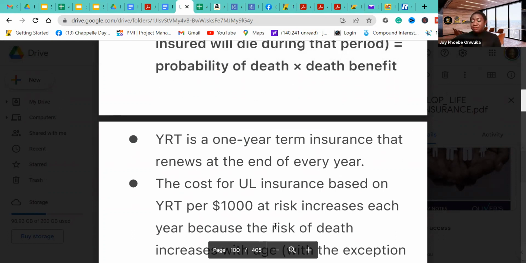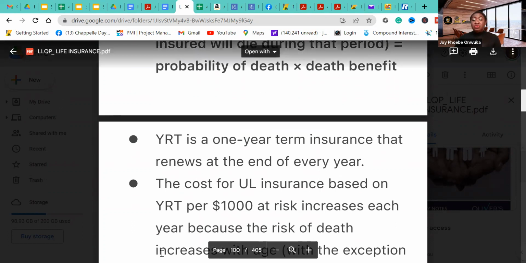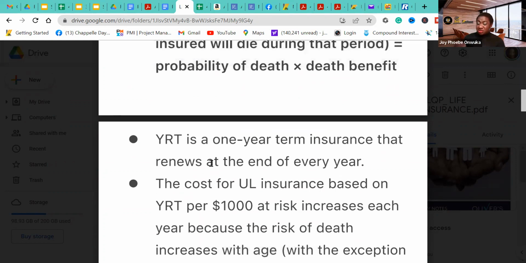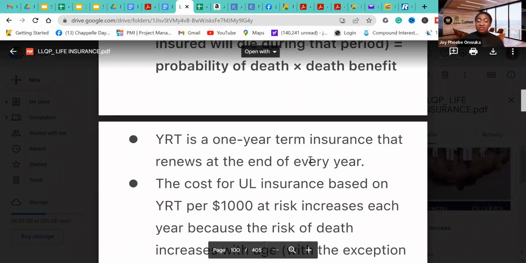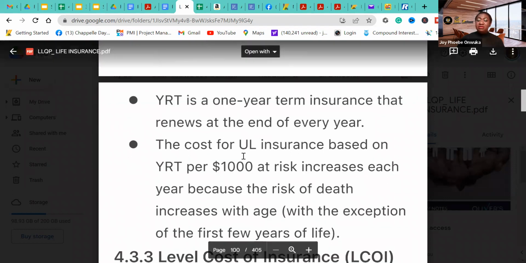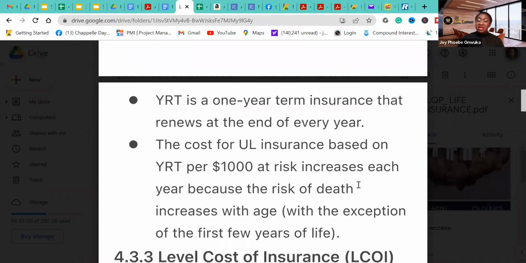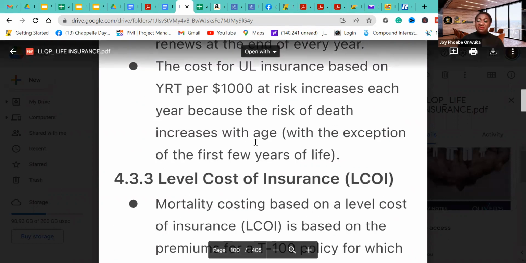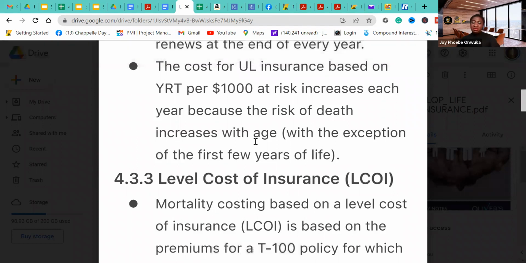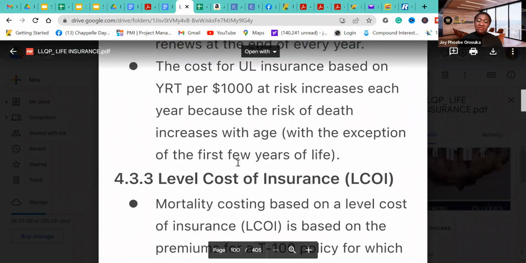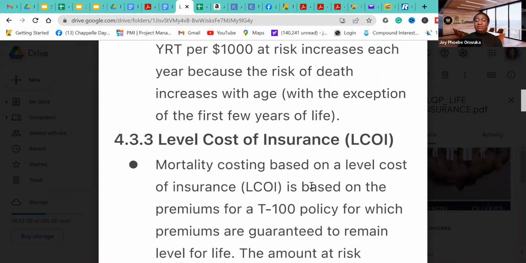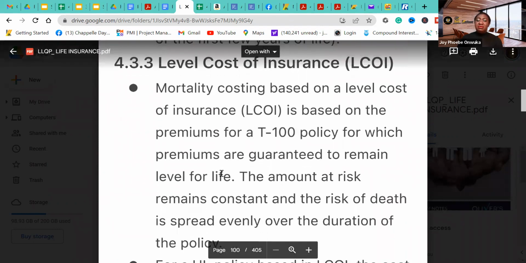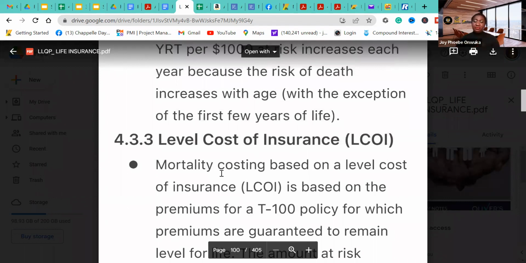And the reason is because as you get older, your cost of insurance is increasing. It's costing the insurance company more money to insure you as you get older. The cost of universal life insurance based on YRT per 1,000 at risk increases each year because the risk of death increases with age, with the exception of the first few years of life. All right? Now, that is YRT for you.